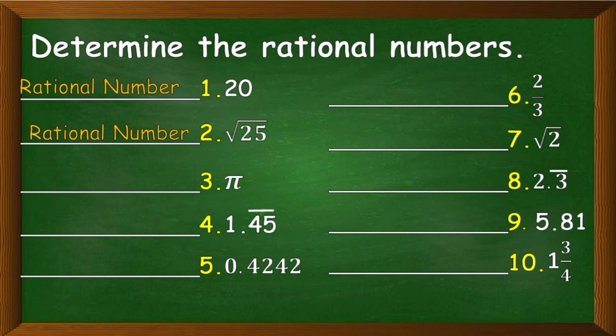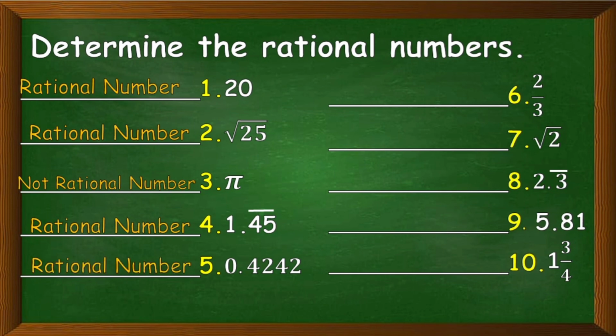For number 3, we have this symbol pi, and it is equal to 3.14, and so on. And it is not a rational number, since we cannot express this as a ratio of a and b, where a and b are integers. Number 4 is correct, rational number. 5 is a rational number. 6, 2/3, correct, that is a rational number, since 2/3 is a fraction.